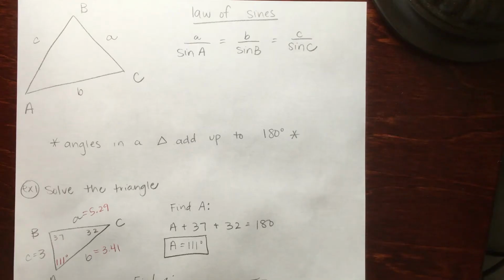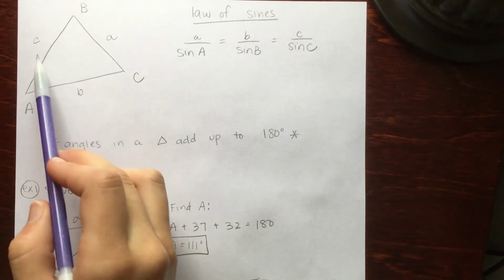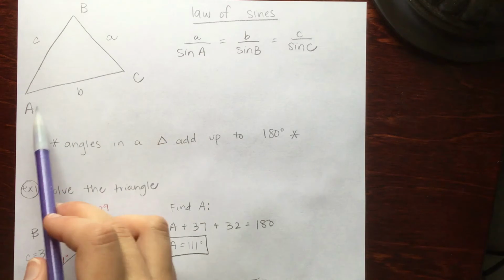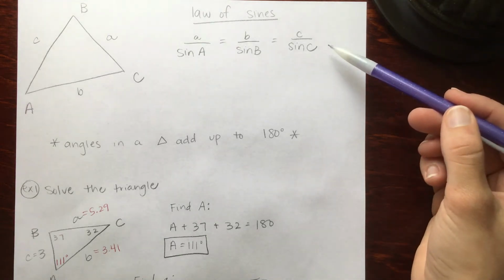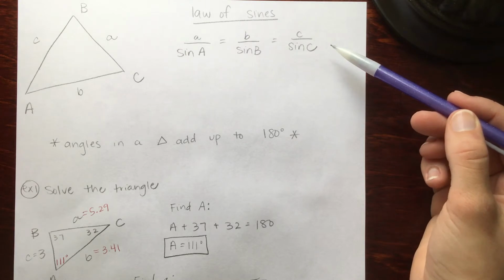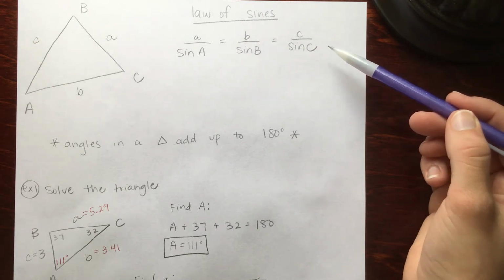If there is no 90-degree angle, you cannot use the Pythagorean theorem. So instead, you have to use the law of sines or the law of cosines. Lowercase letters are across from the uppercase letters. Uppercase letters refer to angles, lowercase letters refer to sides. And this is the law of sines. You set up these three fractions, pick which two you want to cross multiply, and solve.